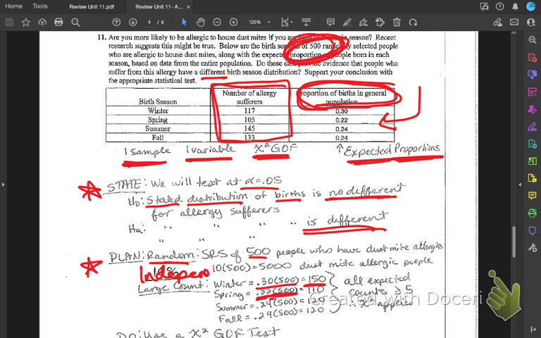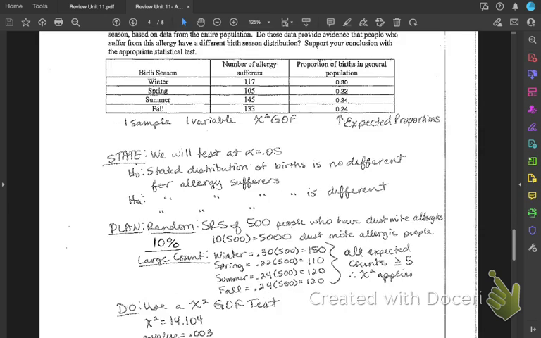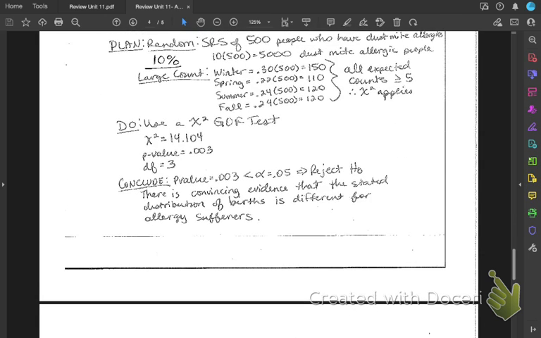24% in the summer, that means we should have 120 that should have this allergy that were born in the summer. And then in the fall, we have 120 there as well. All of our expected counts are greater than or equal to 5, so the chi-squared statistic applies. Okay. We are going to use a chi-squared goodness of fit test.